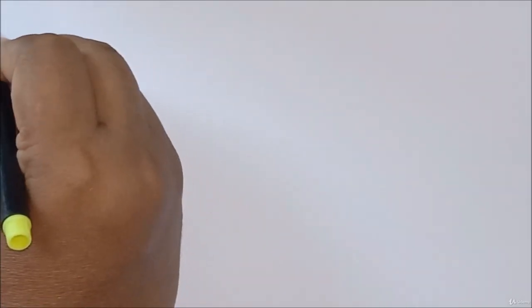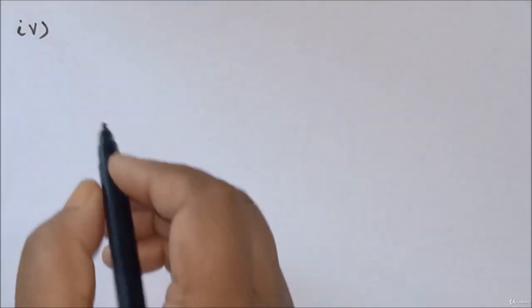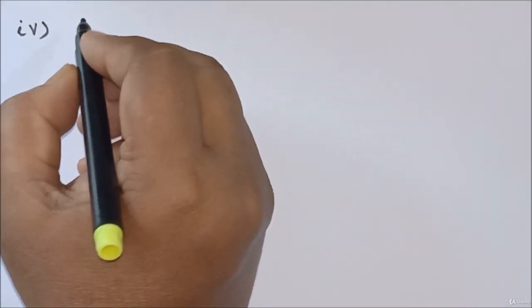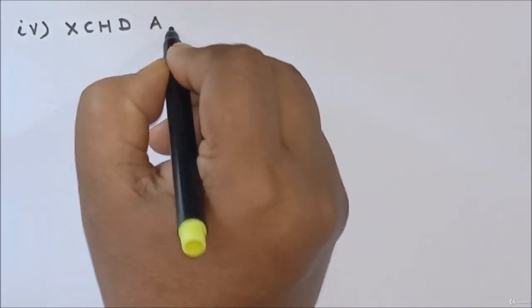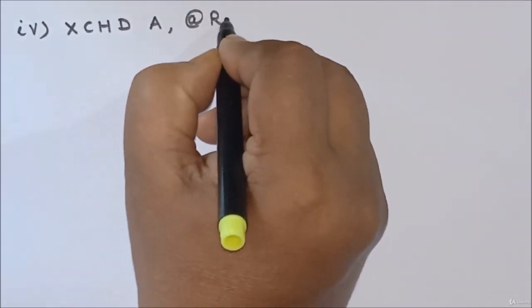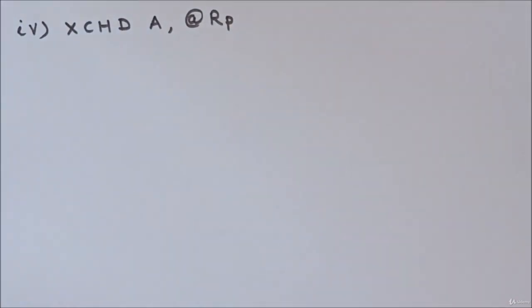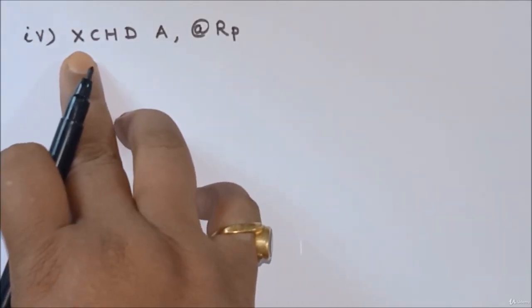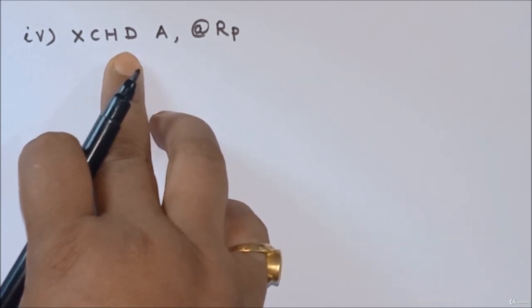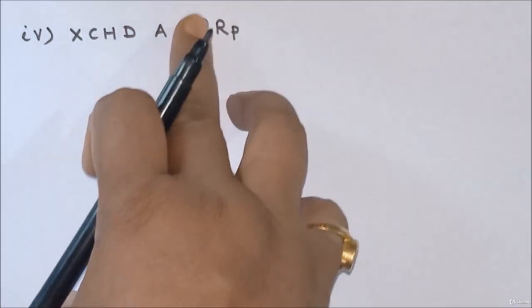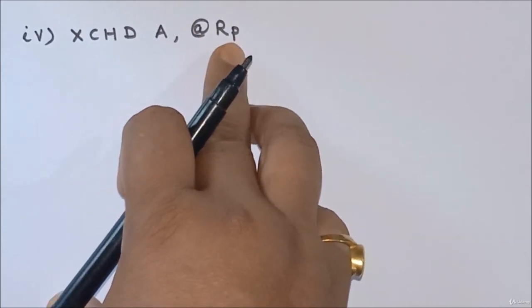The next instruction for exchange, that is the fourth type of instruction for exchange operation, is XCHD, that is XCHD A, @Rp. Means again we can use it in indirect addressing mode. The mnemonic is XCHD. So it will exchange the lower nibble of A and the lower nibble of the address location pointed to by register Rp.